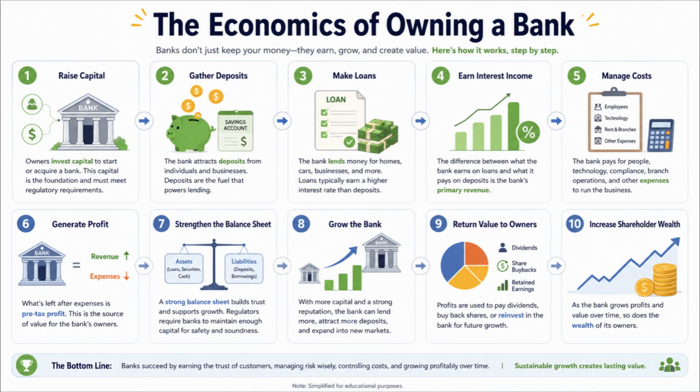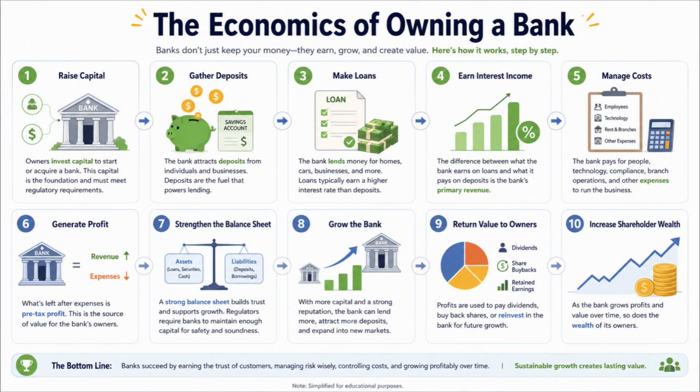However, a bank does not keep all the money it earns. It must manage many costs. These costs include employee salaries, technology systems, rent, branch operations, compliance, cybersecurity, customer service, and other business expenses. A modern bank must also invest heavily in digital banking, mobile apps, fraud protection, and data security. As a result, profit is generated only after revenue is higher than expenses. The money left after paying costs becomes pre-tax profit. This profit is very important because it shows whether the bank's business model is working properly. A profitable bank can grow stronger, serve more customers, and create more value for its owners.